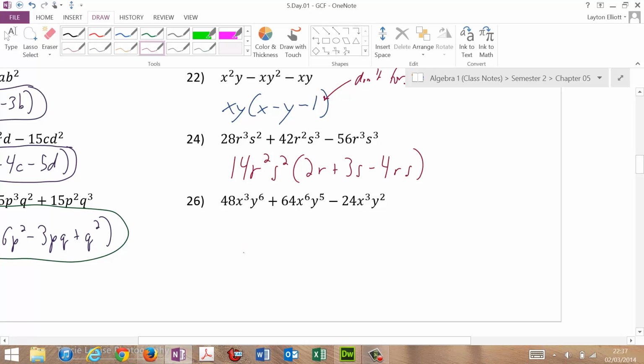26, I can try a 24, but that's not divisible by 64. I think I'm going to just have to take out an 8. And then x to the third, and then y to the second is my biggest power, or smallest power of y. So this is going to give me 6y to the fourth plus 8 x to the third, y to the third, and then minus 3, and that's it.